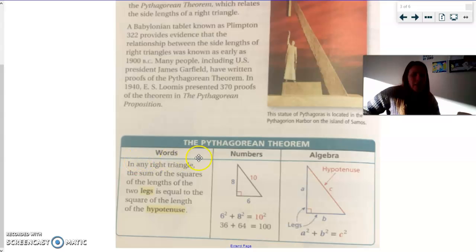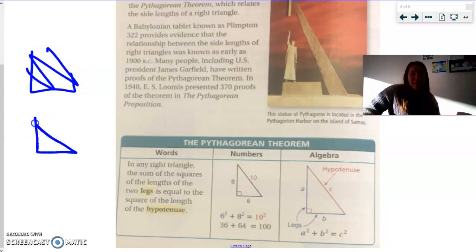So it says in any right triangle. The first thing we need is a right triangle. So that means it has a right angle. So it says in any right triangle, the sum of the squares of the lengths of the two sides. So sum meaning addition, and then squares, we're using that little exponent of 2, of the lengths of the two legs is equal to the square of the length of what is called the hypotenuse.